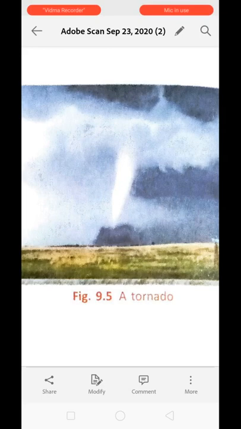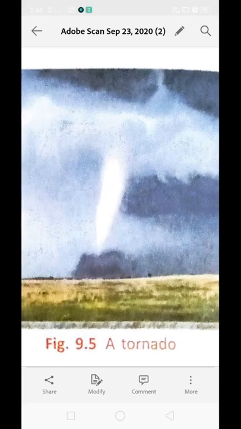Tornado can cause great damage to life and property. They can even uproot trees. The most violent tornado up to now has been noticed with 400 km per hour. Whereas if we talk about cyclone, 200 km per hour was the highest speed of a cyclone. So when the dark funnel shaped cloud extends from sky to the land with rotating wind over there, it is called tornado.